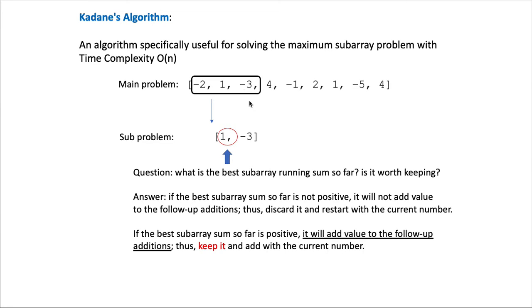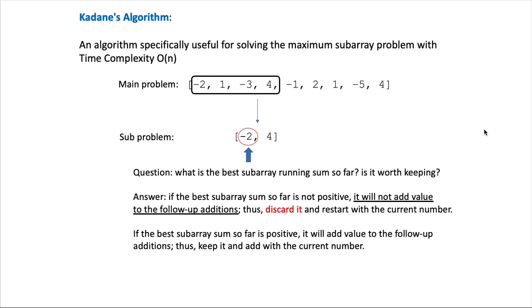Here we look at -3, and we break it down to only two numbers again in the subproblem. We ask ourselves again, what is the best subarray running sum so far? We know it's 1, and this 1 is worth keeping because it will add positive value to the follow-up addition. Therefore, we keep it and then add the current number -3. Now we can repeat this process recursively. Look at -2, which is 1 minus 3. We discard it since it's negative and not positive.